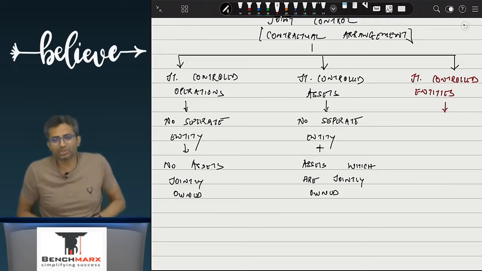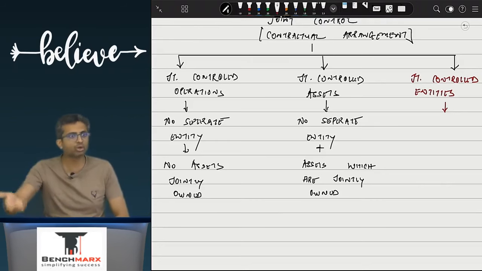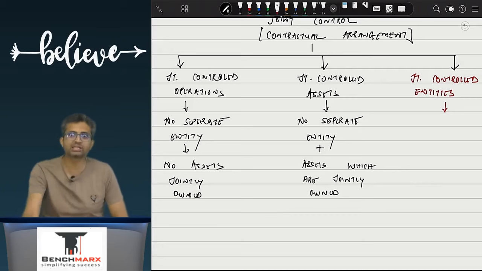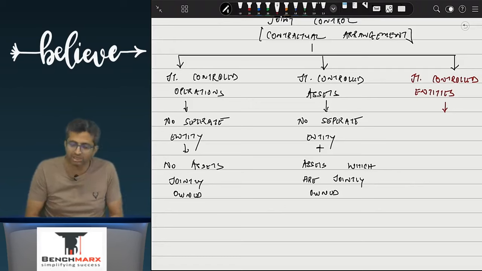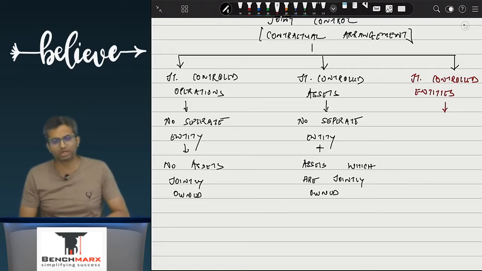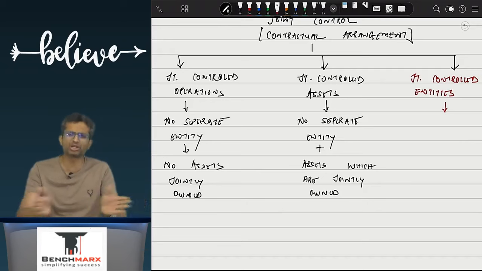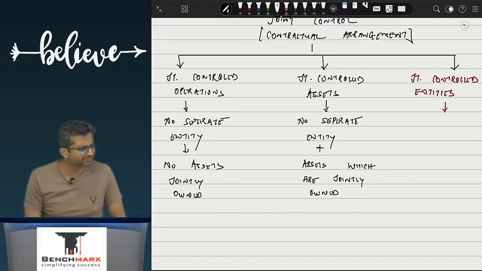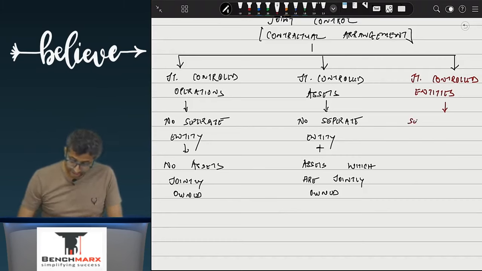In the first two cases, what is it? In the first case, there is no separate entity only. There is no jointly owned asset as well, because everything that we are having is in our own respective balance sheet. In the second case, when you have a jointly controlled asset, again there is no entity in the middle, but there are certain assets which are jointly owned, you will segregate that. In the third and the last case, jointly controlled entity, in this case there is a separate legal or otherwise entity.